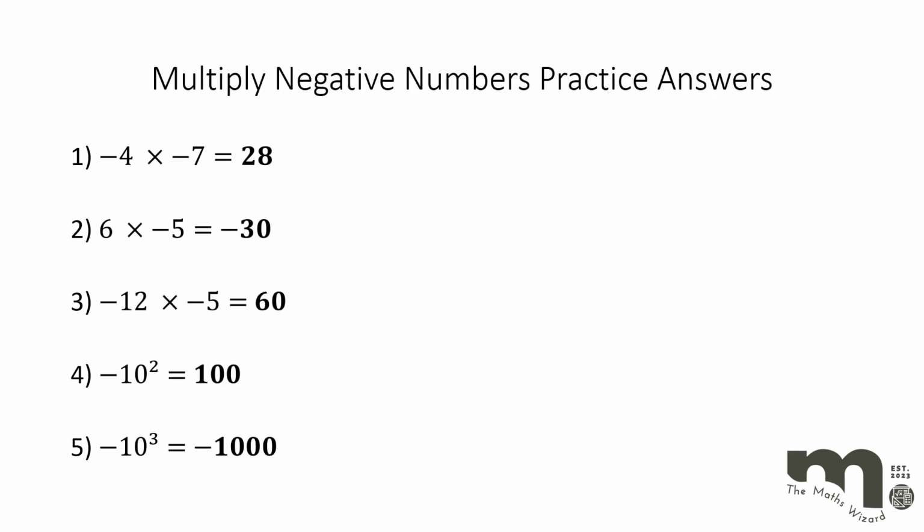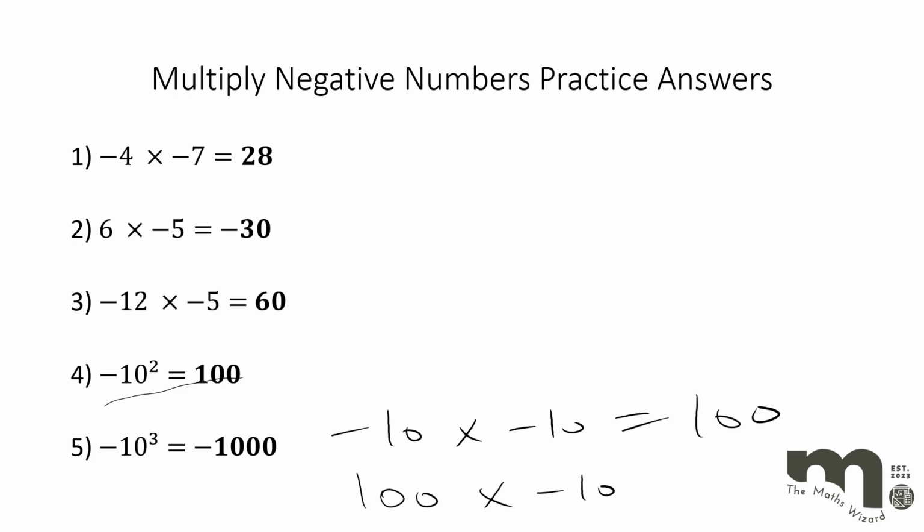Okay, and here are your answers to these. We mentioned before, whenever you square a negative number, it will become a positive. But whenever you cube it, because you're doing -10 times -10 first, that will give you 100. But then you are doing 100 times -10, which is why you will end up with a negative number when you cube a number. So just be really careful with that. That's sometimes where people get caught out.